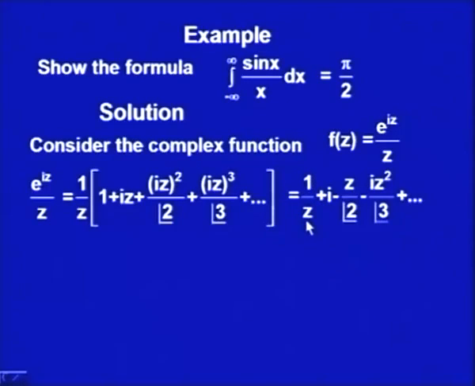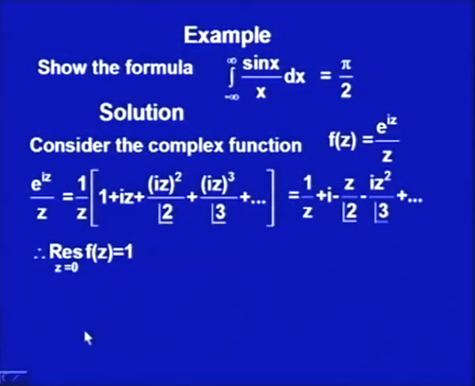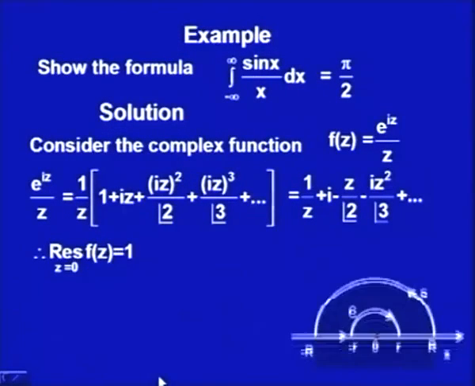That again confirms that z equal to 0 is a simple pole, and the residue at z equal to 0 is the coefficient of 1 upon z, that is 1. So we have got that the function has only one simple pole at z equal to 0, and the residue at that point is 1. Now, let us see where this pole is.